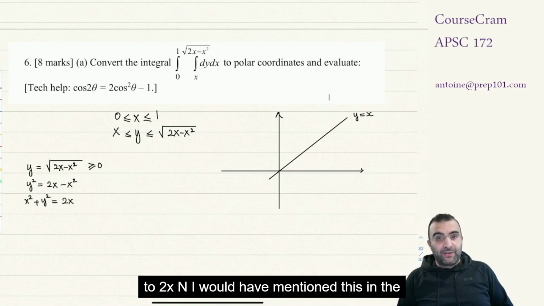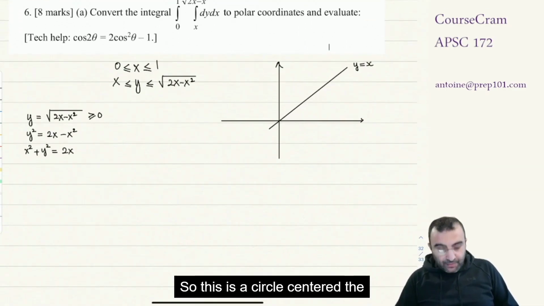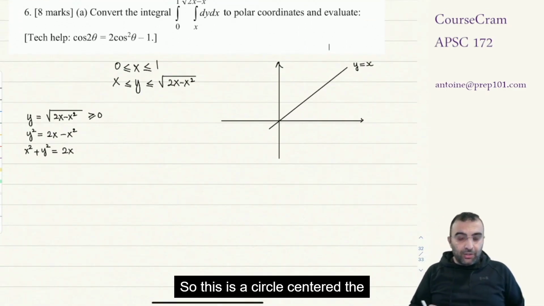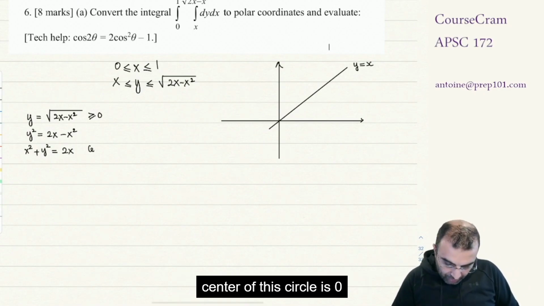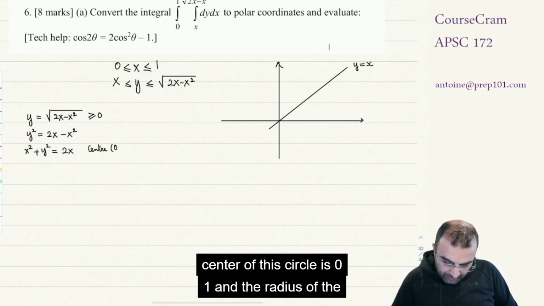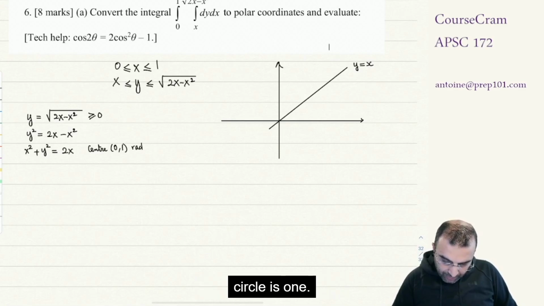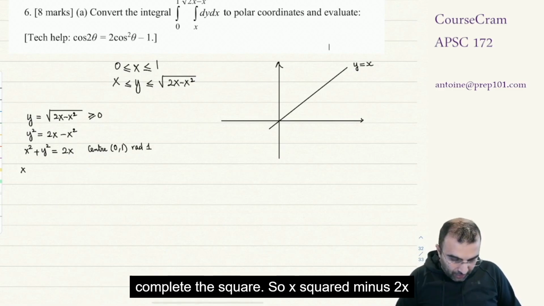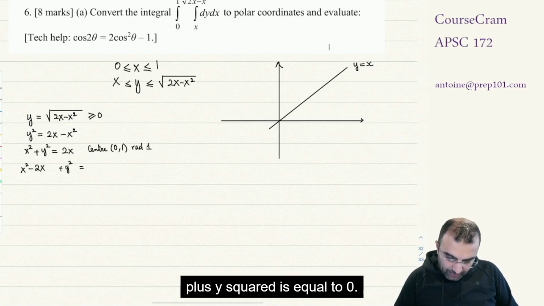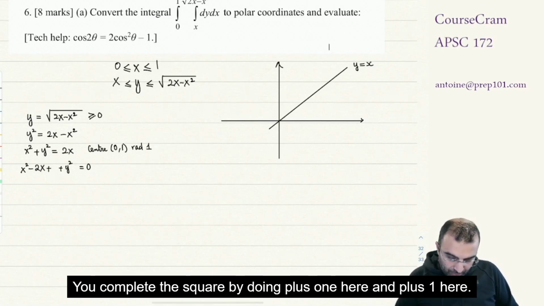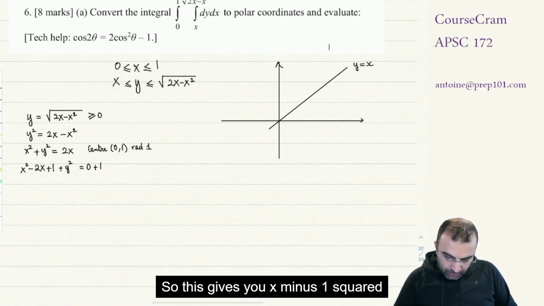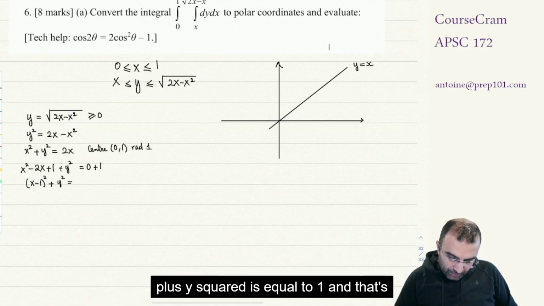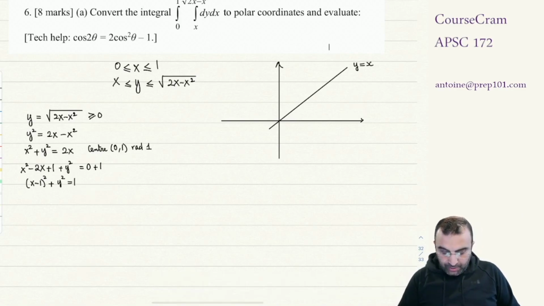I would have mentioned this in the live session. So this is a circle. The center of this circle is (1, 0), and the radius of this circle is 1. Of course, once again, if you want to see it, you can complete the square. So x squared minus 2x plus y squared equals 0. You complete the square by adding 1 here and 1 here. So this gives you (x minus 1) squared plus y squared equals 1. And that's what you got here.